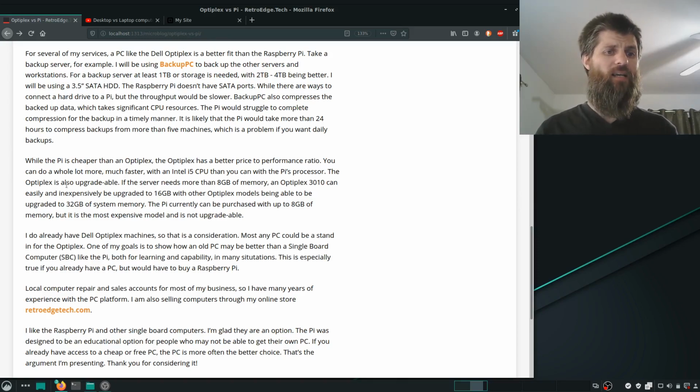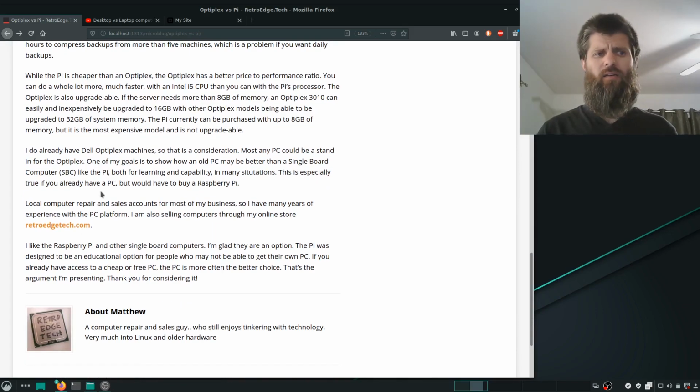So while the Pi is cheaper than the Optiplex, I looked at a Raspberry Pi 4, our current generation base model, and you're looking at about $50 to get it shipped to you. And that's certainly cheaper than buying a PC. And even the older Raspberry Pis, like the first gens, to buy used, you're still going to be paying some money, $25, $30.